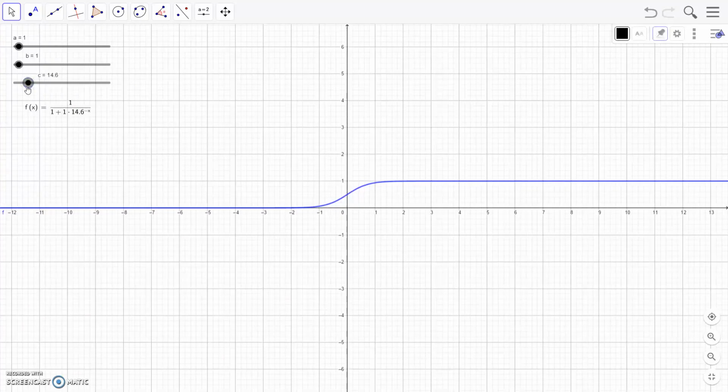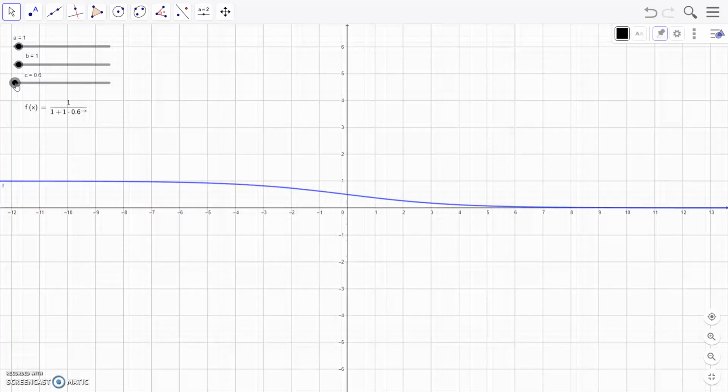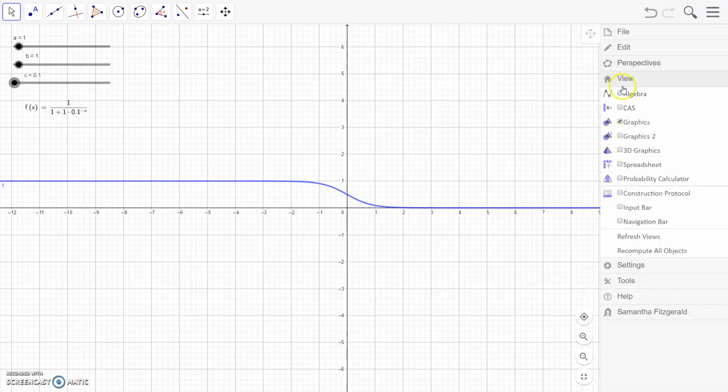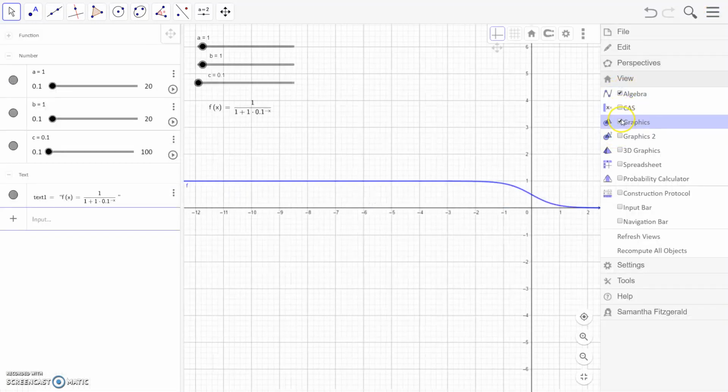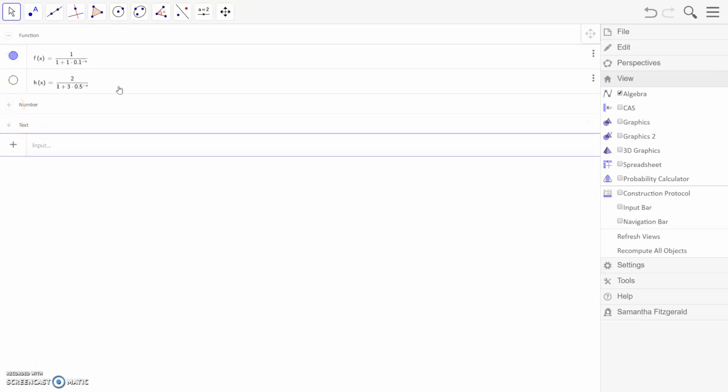So as it's really close to 1, that decay happens very slowly, but as it gets quicker, the rate of decay, the rate of change for this function happens much faster. So if we were to look at a function here that is h of x is equal to 2 over 1 plus 3 times 0.5 to the negative x.